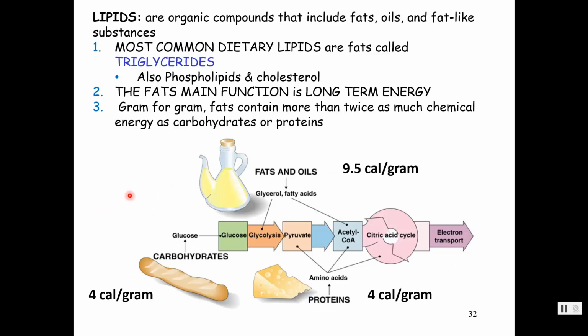Okay, so let's talk about fats. So fats are lipids. The most common dietary lipid that we would consume are going to be triglycerides. We also eat other cells, so we are also eating phospholipids in their cell membranes and also cholesterol. Fats, as we said, the main function is long-term energy storage, and that's because gram per gram fats contain more than twice as much chemical energy as proteins. That's why that is there.